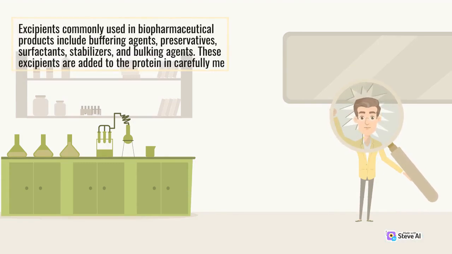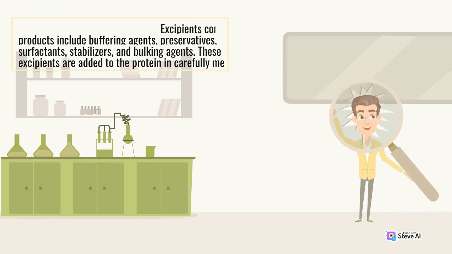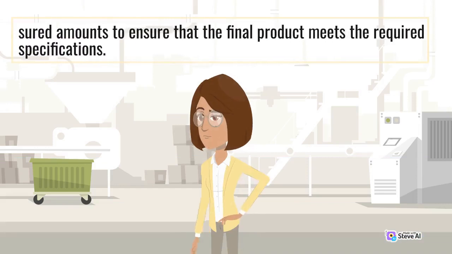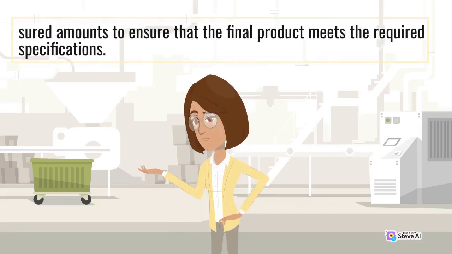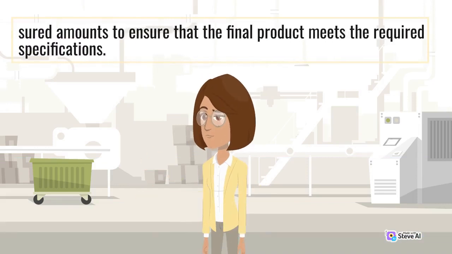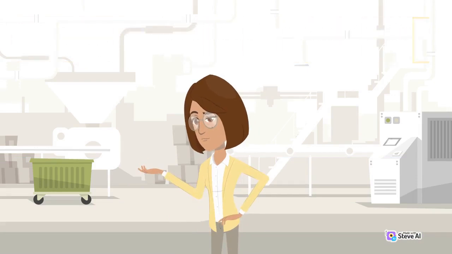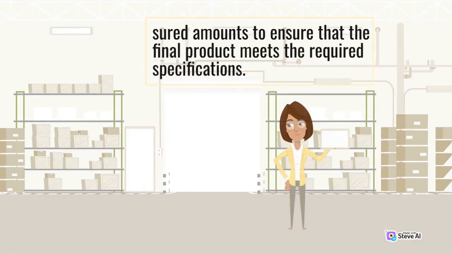Excipients commonly used in biopharmaceutical products include buffering agents, preservatives, surfactants, stabilizers, and bulking agents. These excipients are added to the protein in carefully measured amounts to ensure that the final product meets the required specifications.